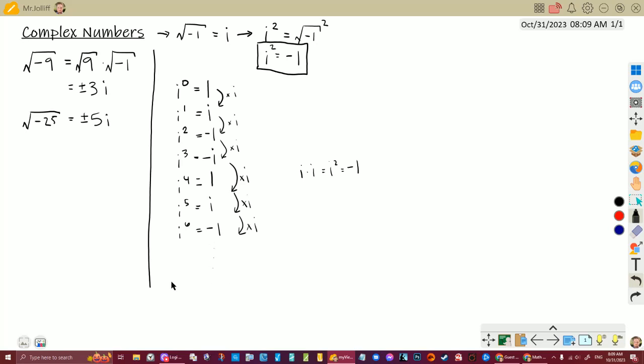It's not super important that you remember that, but you are going to see these first few in the assignment that you're working on, because the assignment that you're working on is asking you to do operations on complex numbers. So let's go ahead and talk about those operations really quick.